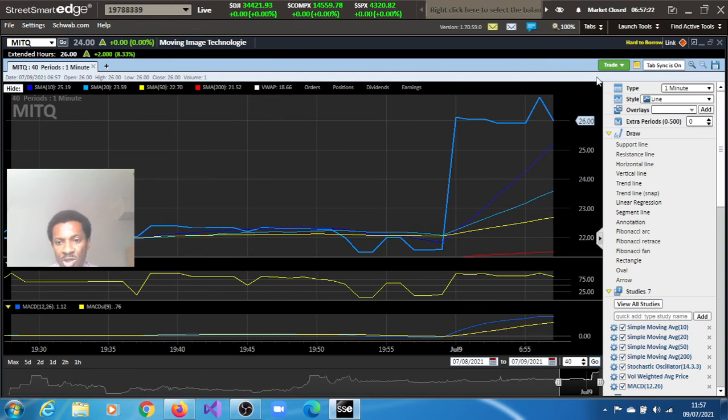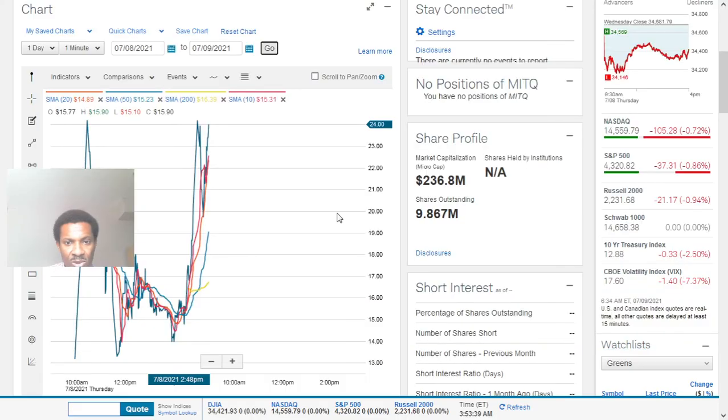So just be really careful with moving images technology. It has run up a tremendous amount of extension in just one trading session, 600%. Just be really careful. Know what you're doing with the stock, and let's see how things pan out in the subsequent sessions, and we will do our best to continue to update you as it concerns the stock moving images technology. So thank you very much for watching this video.